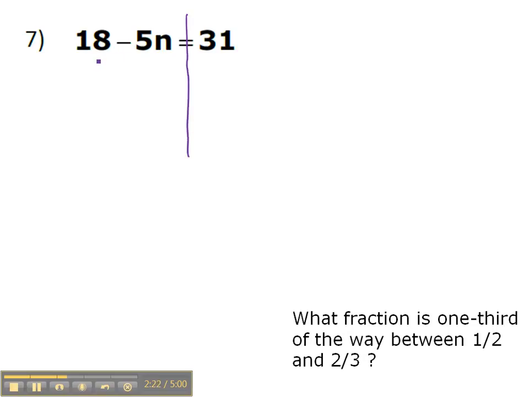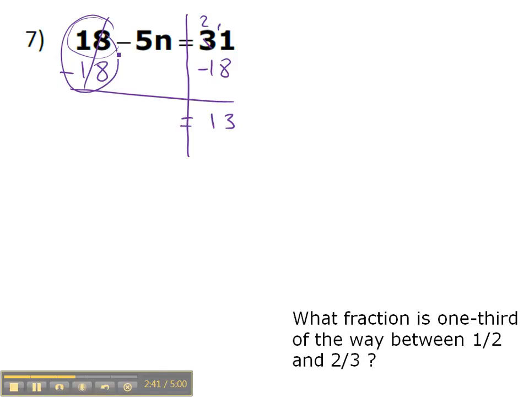This is a little trickier. We want to isolate the variable, so I need to get rid of this 18 first. So I subtract 18 from both sides. 18 minus 18 is 0, and 31 minus 18 is 13. So 13 equals, now we've still got this minus 5n, which is negative 5 times n. So we undo the multiplication with division, divide both sides by negative 5.